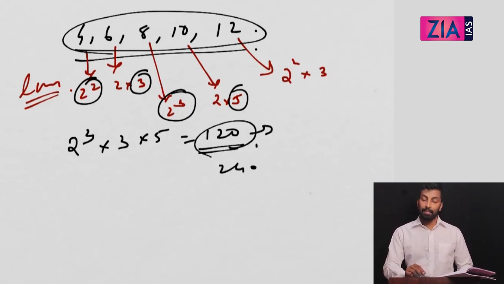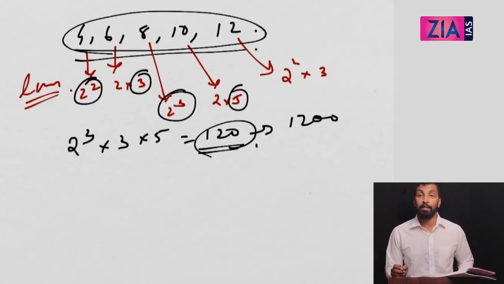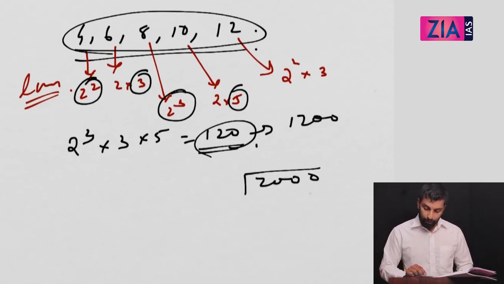If 120 is divisible, 1200 will be divisible. If 240 is divisible, 2400 will be divisible. Like this, there are many numbers. Okay. So we are looking for a multiple of 120 less than 2000. So what will you do? You just need to divide 2000 by 120.